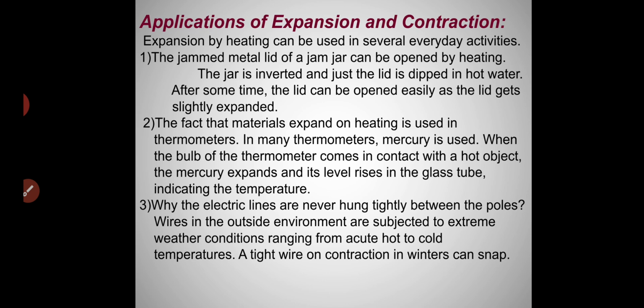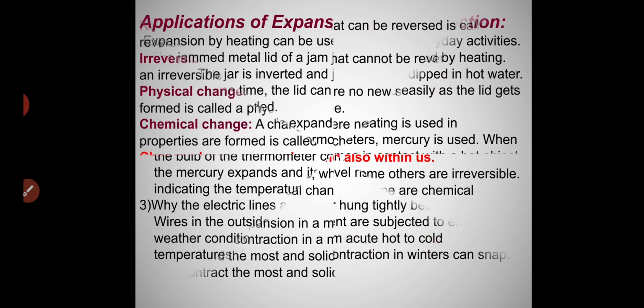Electric lines are never hung tightly between the poles. Why can't we tightly tie the wires to the electrical poles? Because when there is heat, when sunlight is more, at that time the wire becomes loose and hangs. That's why wires in the outside environment are subjected to extreme weather conditions ranging from acute hot to cold temperature. A tight wire on contraction in winter can snap.